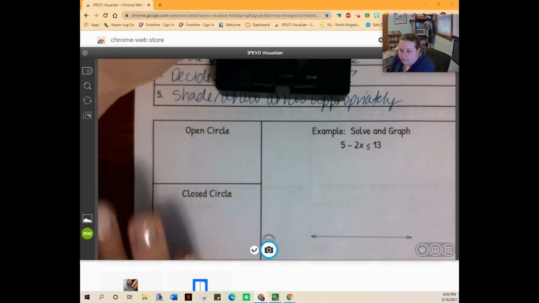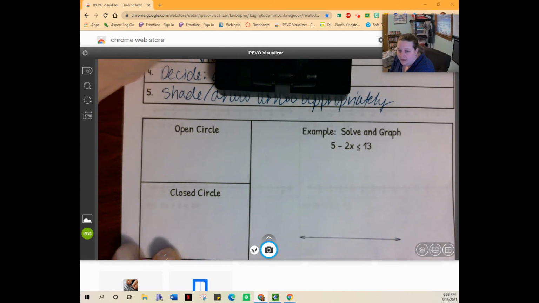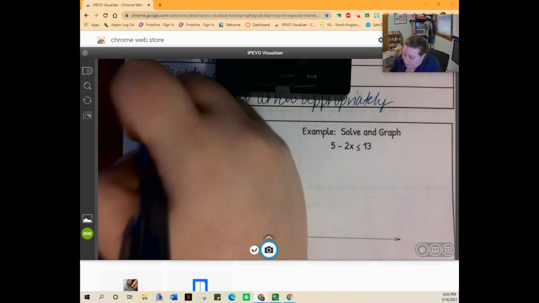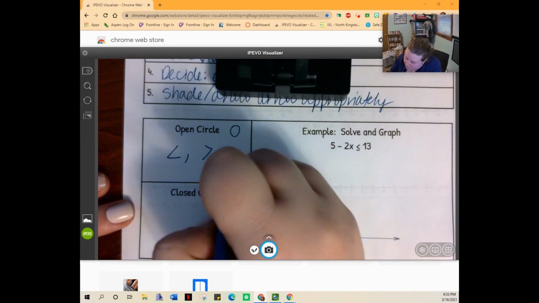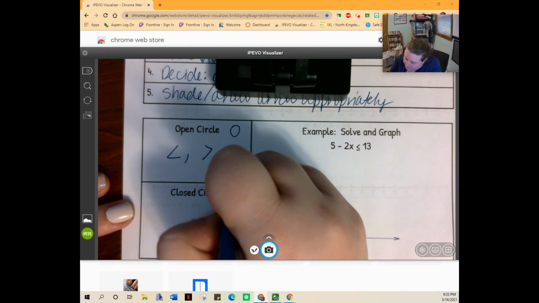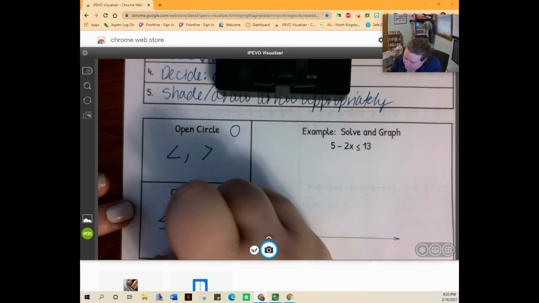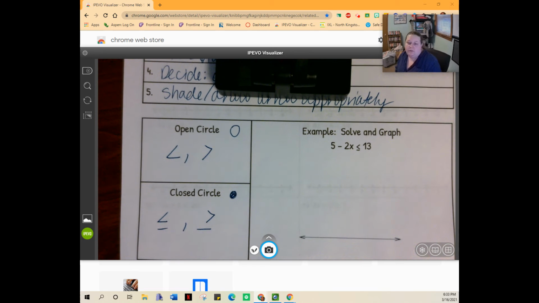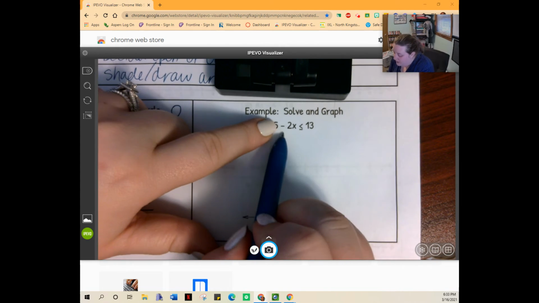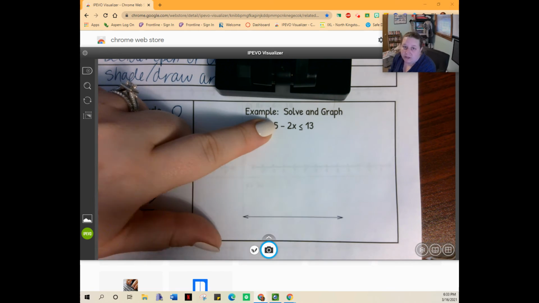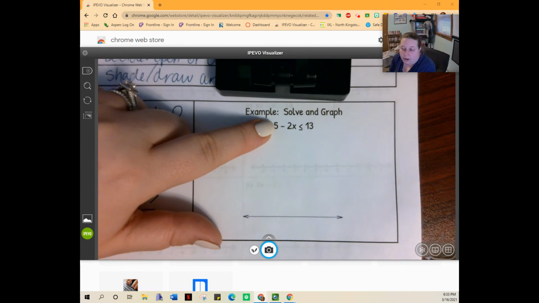So as a reminder, before we jump into solving this, open circle would look like this, and that would be for the following symbols. Closed circle means that it's filled in, and that's when you have symbols that look like one of these two with an equal sign underneath, meaning that that number is included in the solution set. Okay, so we're going to go ahead and solve this. You can see right here, I have a negative coefficient. So that's going to affect my inequality symbol in the end.